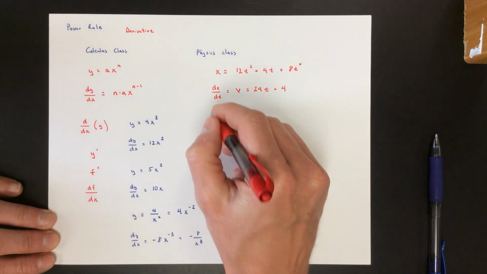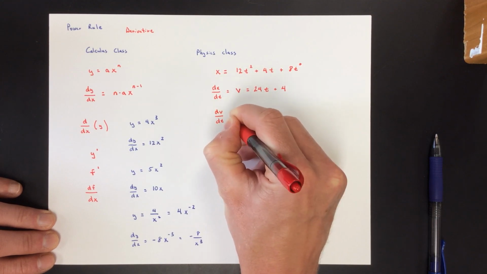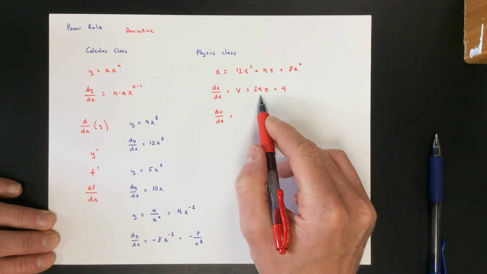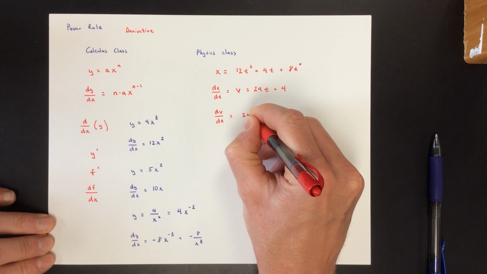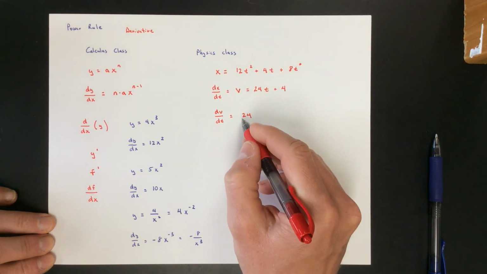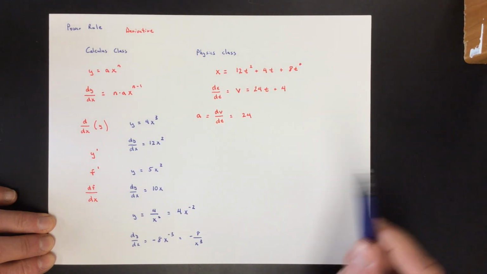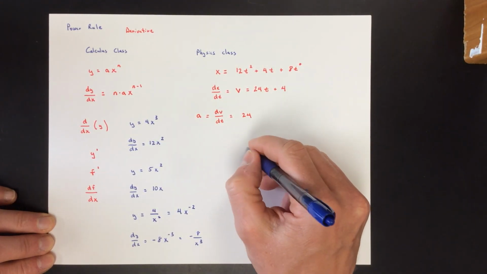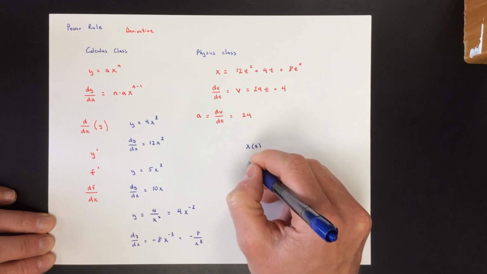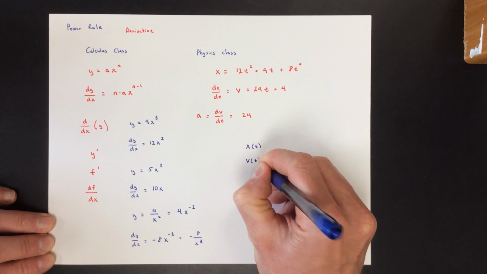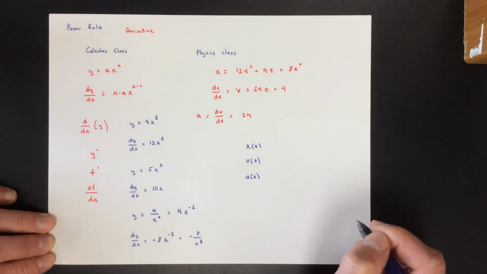But can you go further? Sure you can. What's dv/dt? Take another derivative. Another derivative of this: the derivative of 24t is just 24, and then the derivative of 4 is just 0. But what is this? Well, this is the acceleration. And so what we have to establish is that in a physics class, we're going to be talking about the horizontal position as a function of time. If I take a derivative of this, I get the velocity as a function of time. And if I take the derivative of that, I get the acceleration as a function of time.